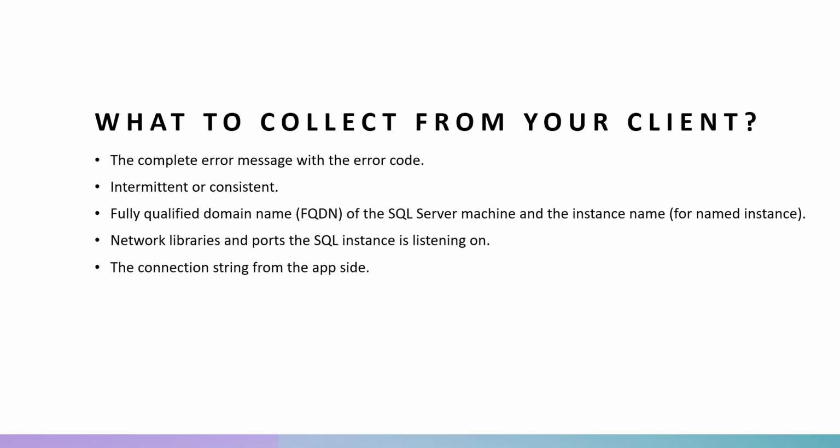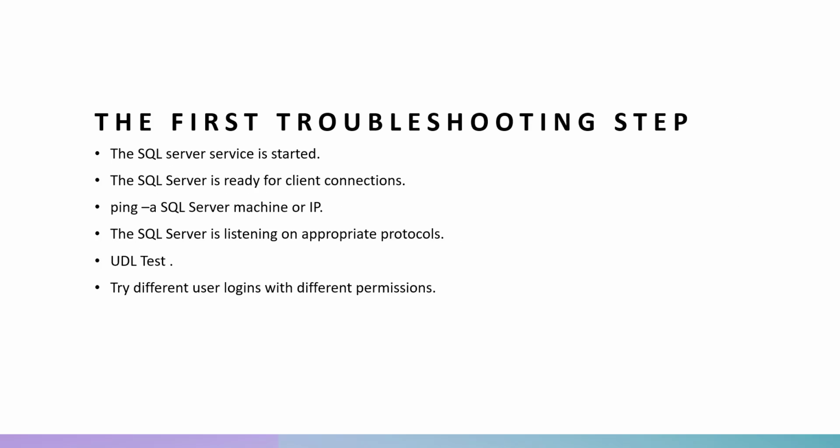Also, if the connections are failing from an application, try to get the connection string from the application. You may find this information in the web.config file for the ASP.NET application. Most of this information can be collected also from the SQL Server error log. Once you get this information from your client, you need to check the following connectivity basics to exclude it from the issue root cause.